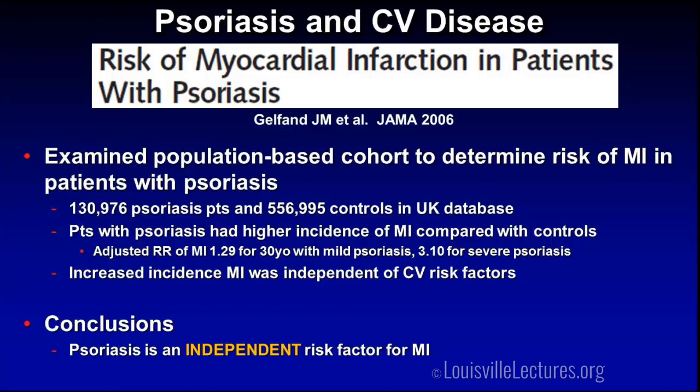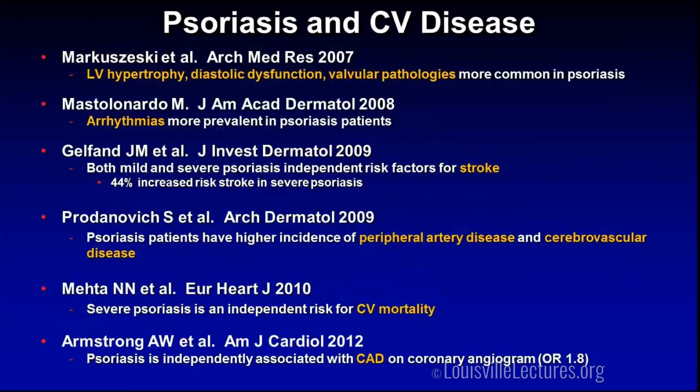And as you can see here, the relative risk increased with increasing severity of psoriasis. But they also showed that this increased incidence of myocardial infarction was independent of other cardiovascular risk factors like hypertension and diabetes. So in other words, psoriasis in and of itself was an independent risk factor for having a myocardial infarction. And this paper really sparked an explosion of research surrounding the relationship between psoriasis and cardiovascular disease.